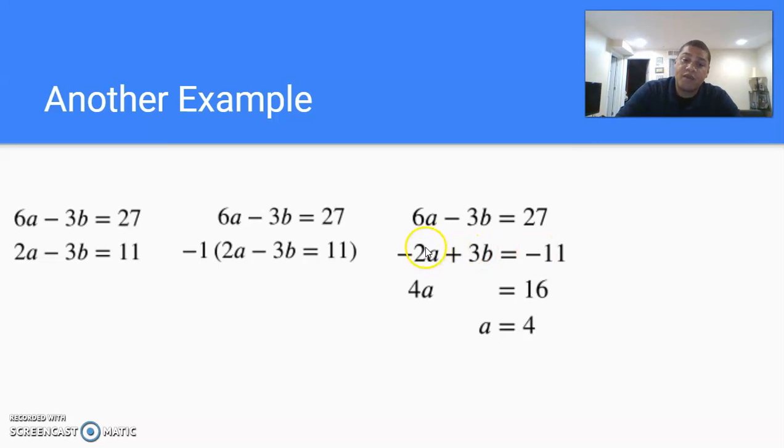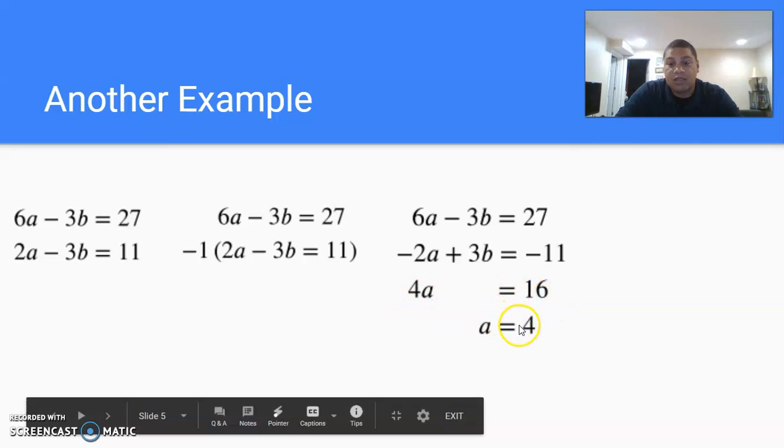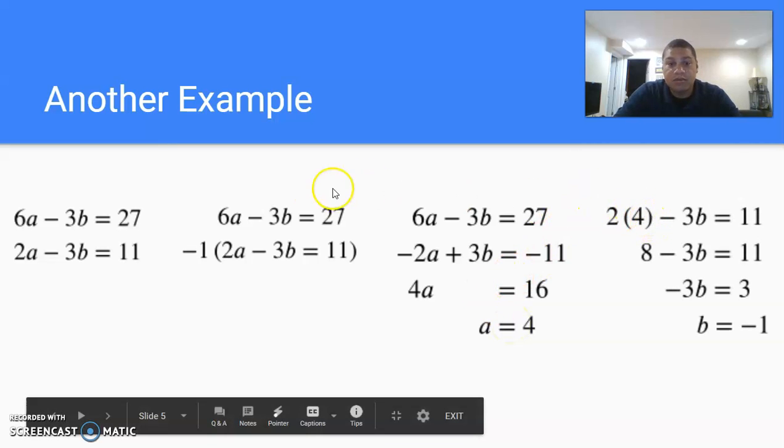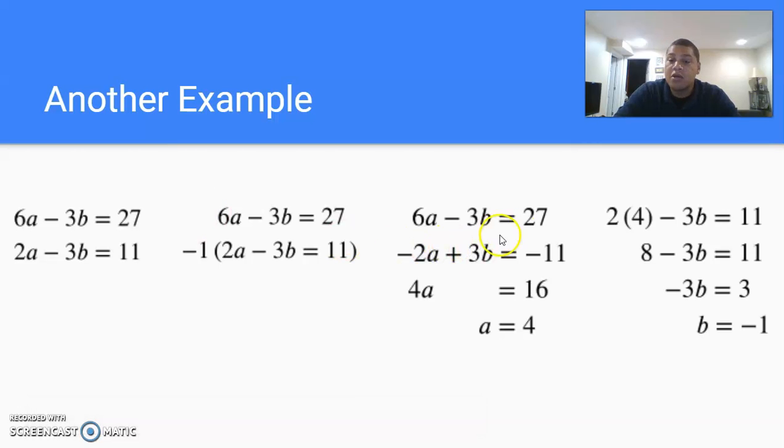Be on the lookout. 6a minus 2a, or 6a plus -2a, is 4a. These two cancel. 27 minus 11, 27 plus -11, equals 16. Divide both sides by 4 to get rid of this. a is 4. Plug it in. Either equation, I chose the first one, just make sure it's an original. 2 times 4 is 8, minus 3b equals 11.